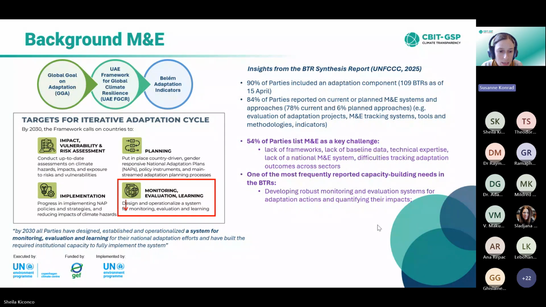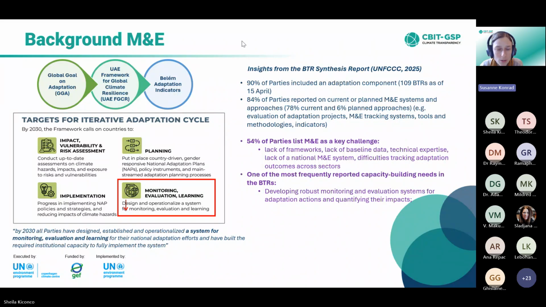And in line with this, most countries also list M&E as a capacity building need. The development of robust M&E systems for adaptation actions and for quantifying impacts is listed as one of the most reported capacity building needs across all BTRs. So this really shows that M&E is important, but also really complex. It's resource intensive, challenging, and a daunting exercise to establish M&E systems. But it's so essential to track adaptation outcomes and to really make sense of adaptation.